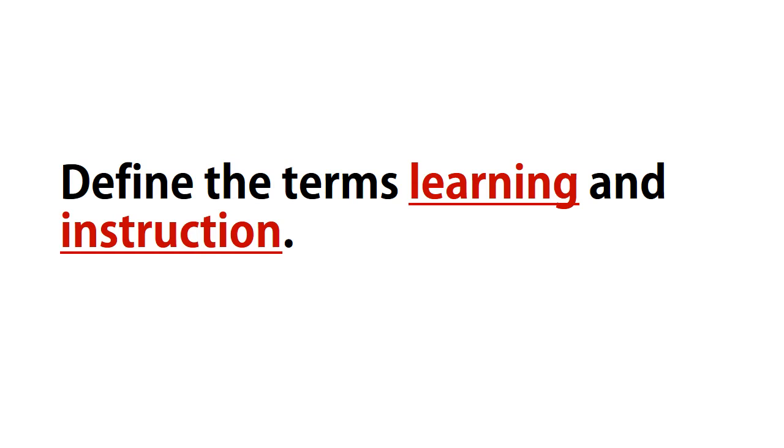Now, instruction are those external environmental factors. Instruction is anything that is done purposefully to facilitate learning. Instruction involves arranging an environment, the external environment of a learner, to maximize the probability that those learners will acquire specific skills, knowledge, or attitudes.